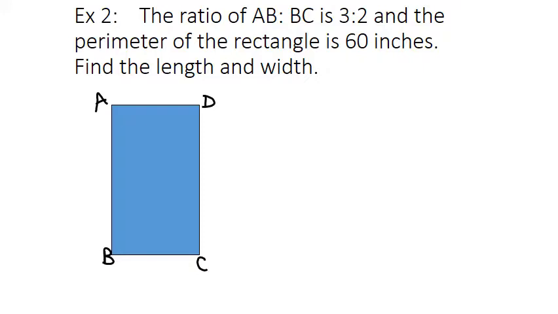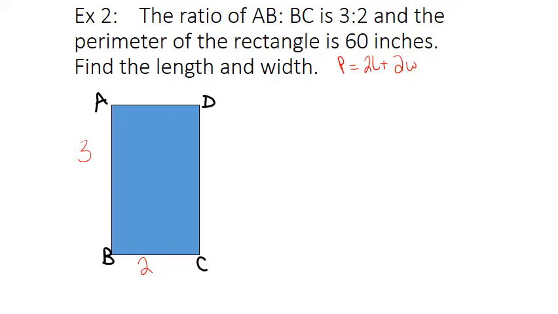Back in algebra, we should have remembered that perimeter is equal to length plus width plus length plus width, which is the same thing as 2 times length plus 2 times width. So just keep that in our back pockets. Then for the ratio, we said AB to BC is 3 to 2. So we don't know that the side length of AB is 3 units. We just know it's 3 to 2.